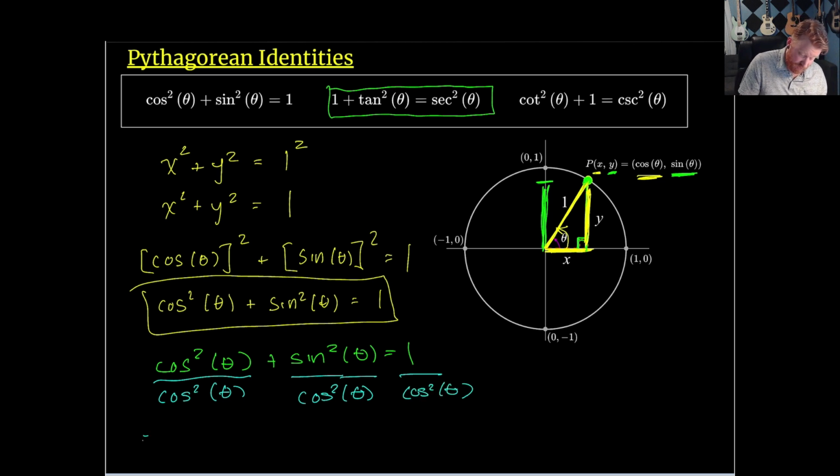well, this simplifies to give us cosine squared theta over cosine squared theta, which is just 1. Sine over cosine is the tangent, so sine squared over cosine squared of theta is equal to the tangent squared of theta. And 1 over the cosine squared theta, well, 1 over cosine we saw from those reciprocal identities is the secant, so 1 over the cosine squared is the secant squared of theta. So there we go. There is that identity. We can just divide both sides of the more straightforward Pythagorean identity by cosine squared, and we get what we want.